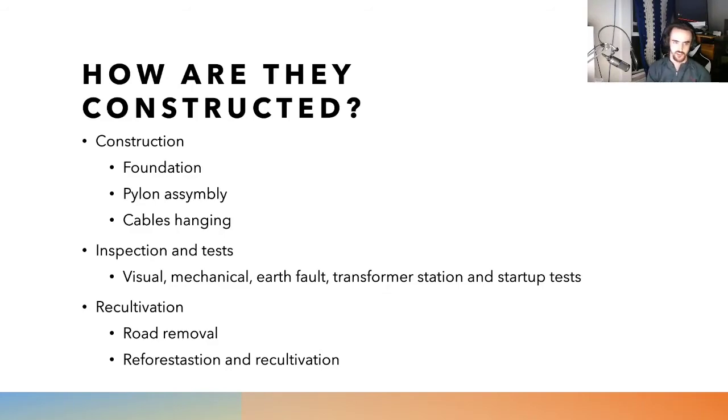After this, you will begin construction of the foundation of the pylons, the assembly of the pylons, and then hanging of the cables. After everything is complete, visual, mechanical, earth fault, transformer station, and startup tests are performed. After this, the go-ahead is given and it is connected into the grid, the recultivation, the road removal, and reforestation of the site that was cleared is carried out, maintaining a safe distance between the conductors and the forest.